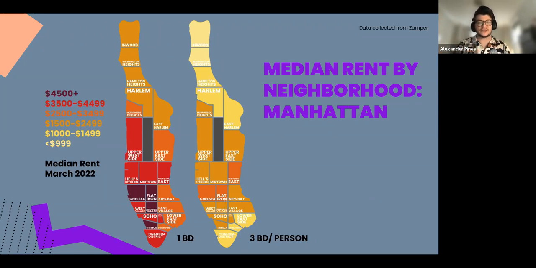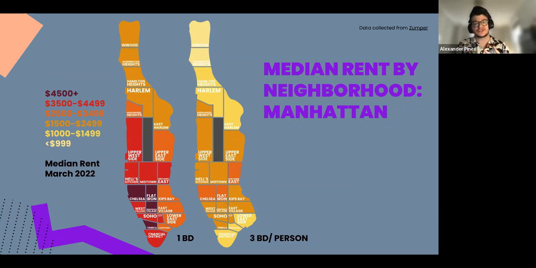What I really wanted to show, and I've got graphics for other boroughs in the city as well, is, one, the impact of neighborhood on your overall rent. A 1-bedroom in Chelsea is much, much more expensive than a 1-bedroom in Chinatown, which is not that far away from Chelsea. So where you live will often determine how much you pay.